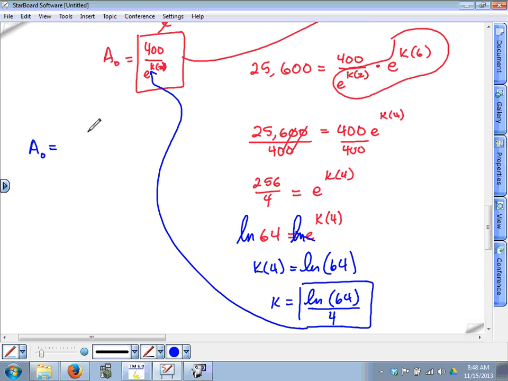A sub 0 is equal to 400 divided by e. And now that we know k, plug in your value of k. The value of k was the natural log. Make sure you write this as an exponent. Natural log of 64 over 4. And that whole thing was multiplied by 2 originally.